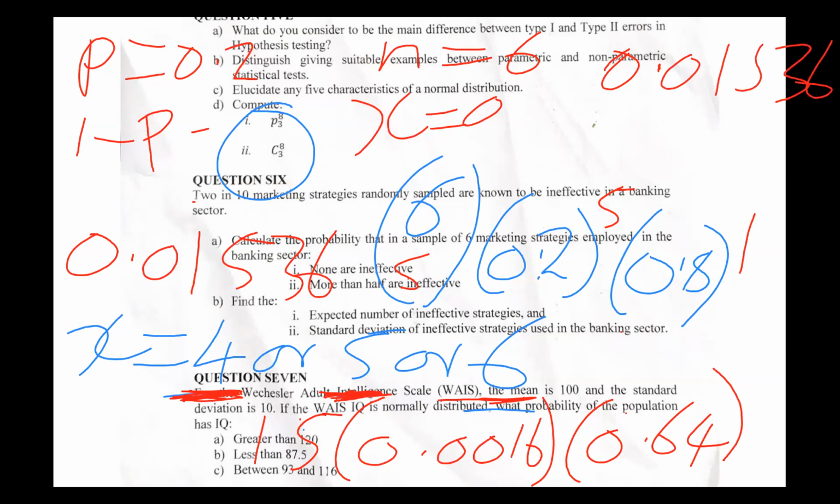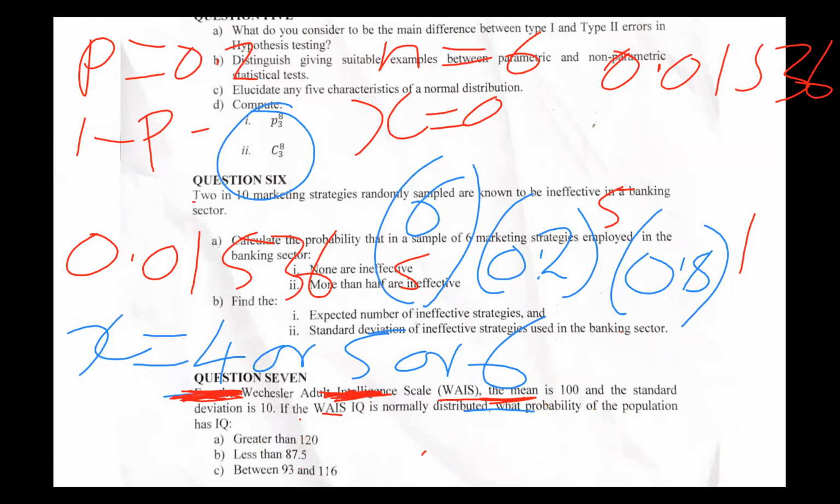0.01536. Then let's do the one for 5. We just change here where there was x, now we put 5. So you can do what is 6 combinations of 5? Just do that. 6. It's what? 6.